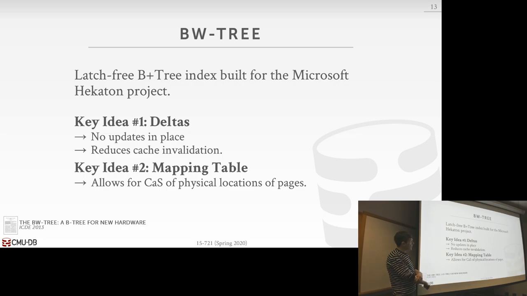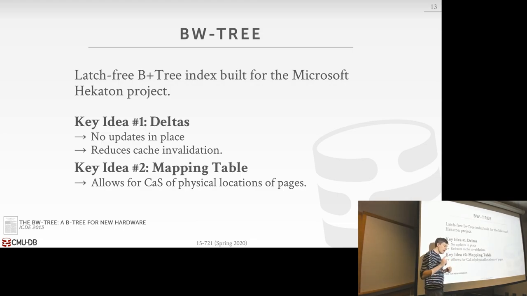The BW tree is a latch-free B plus tree that came out of the Hekaton project. As I said, I think two classes ago, the awesome people at Microsoft, when they first started building Hekaton, were originally building it with skip lists, because skip lists are latch-free. Then they realized skip lists are a bad idea. The graphs we will show demonstrate that it performs poorly. And then what they came up with was the BW tree.